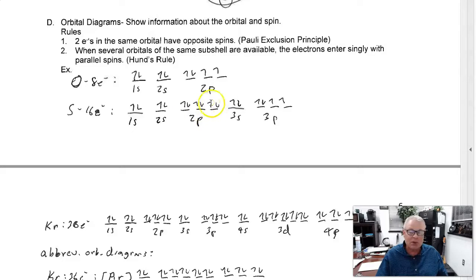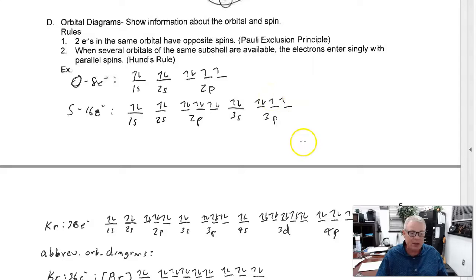Okay? What comes after 2p6? Well, 3s2. So here's my little 3s orbital. There's my 2 electrons. And then 3p4. Here's my p sub x. There's my p sub y. There's my p sub z. 1, 2, 3, 4. And there you go.